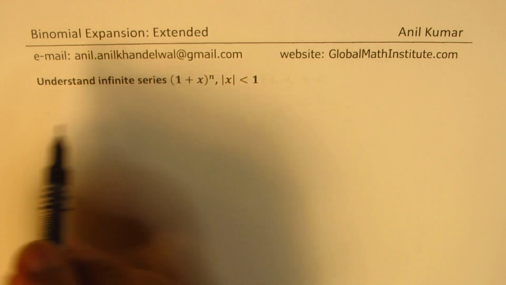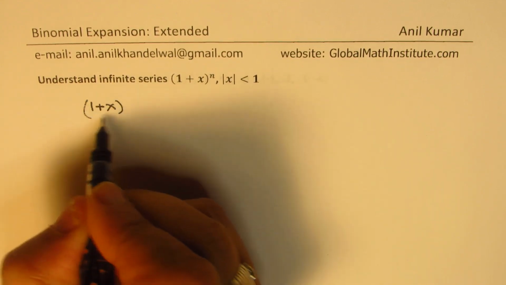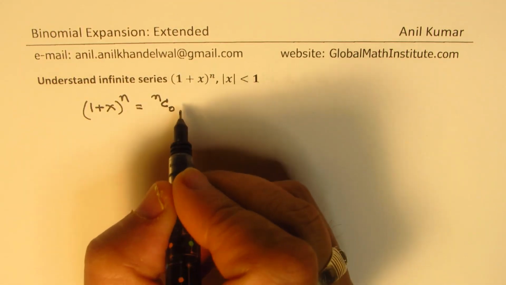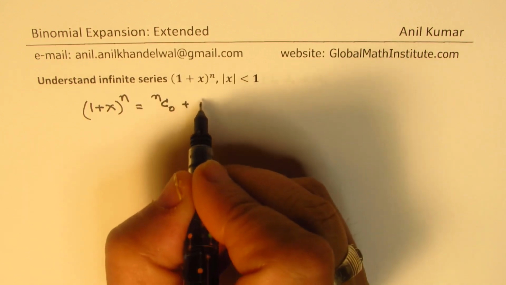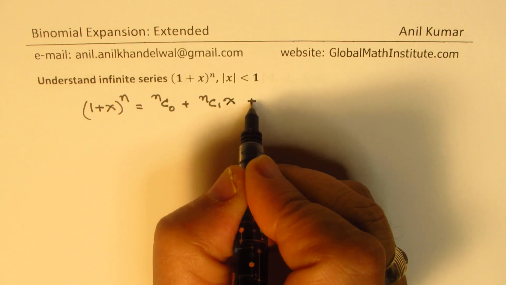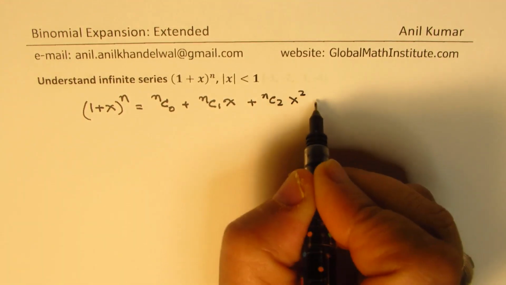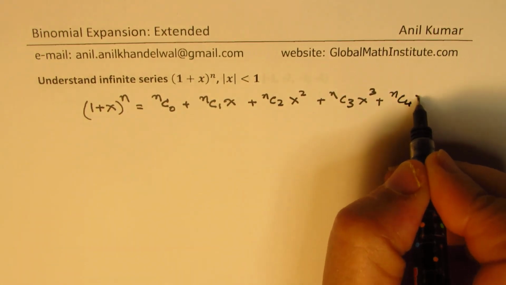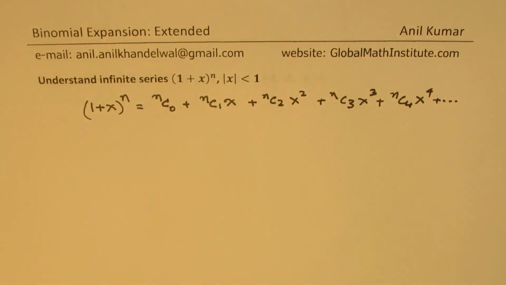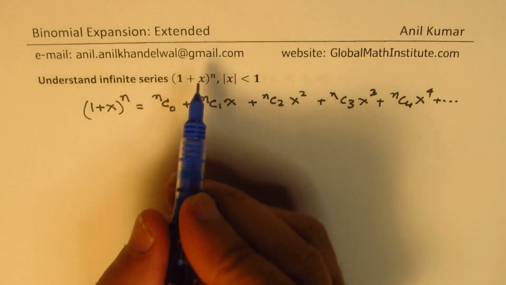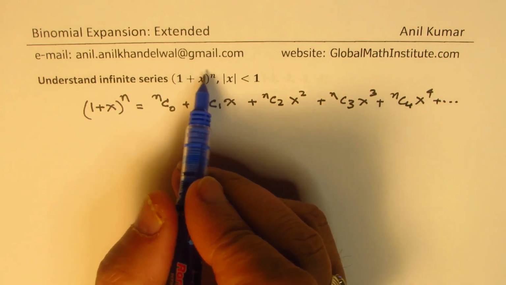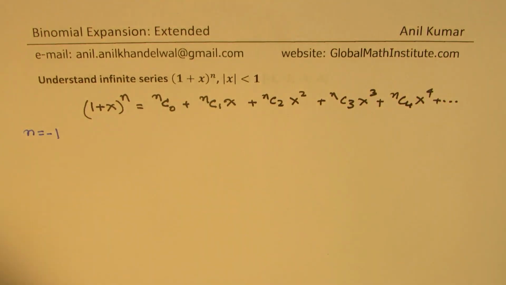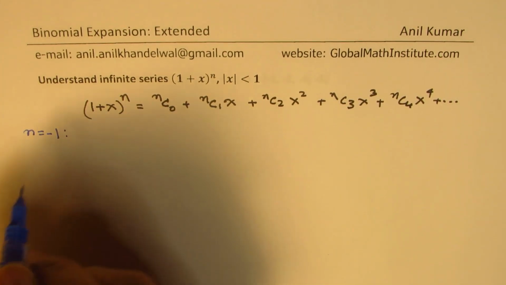Now, let us again explore this series, which is (1 plus x) to the power of n. Let me rewrite this first as nC0 plus nC1 x plus nC2 x squared plus nC3 x cubed plus nC4 x to the power of 4, and so on, correct? Now this time we'll try with numbers which are not natural numbers. So let me explore this particular series when we have n equal to minus 1. So if I have n equal to minus 1, in that case what happens?